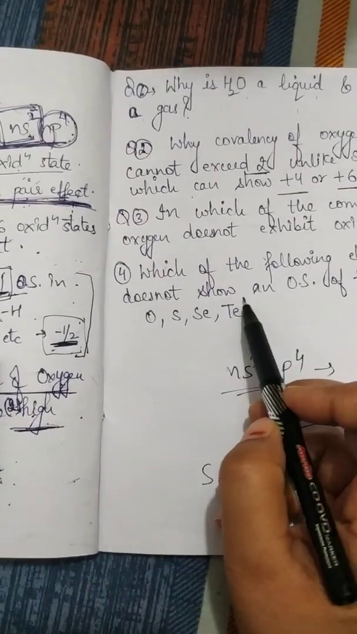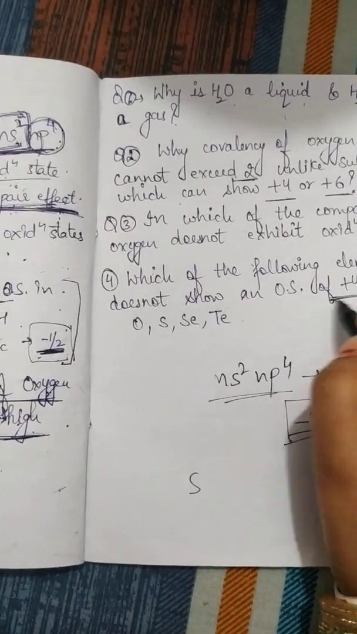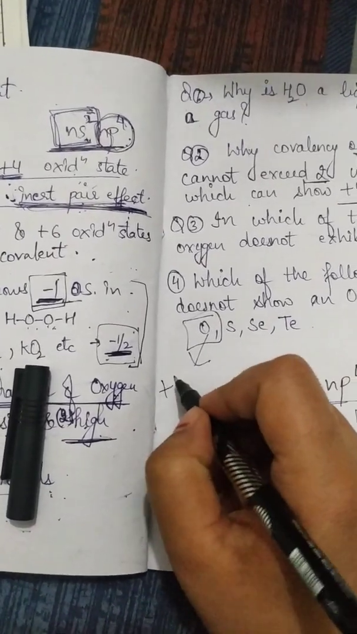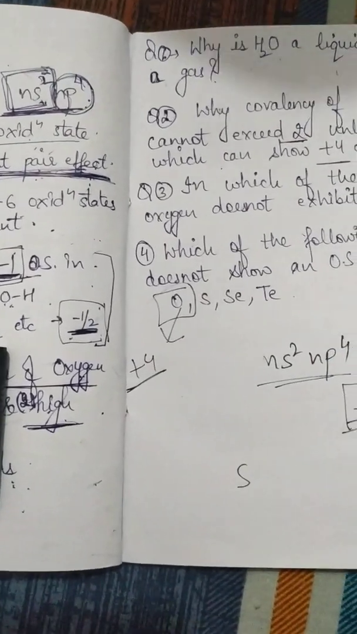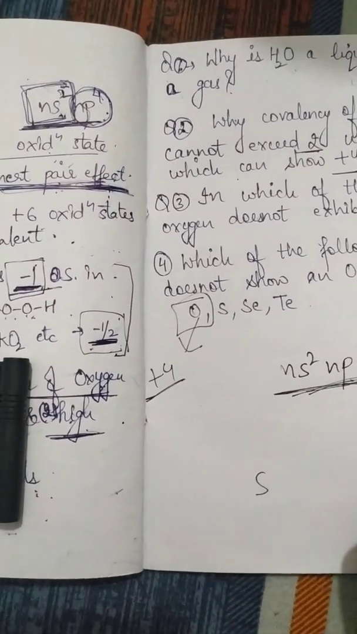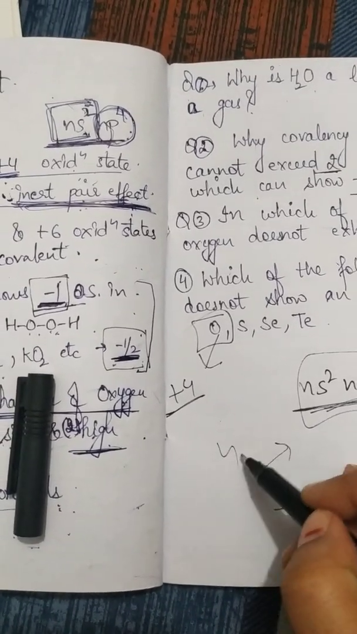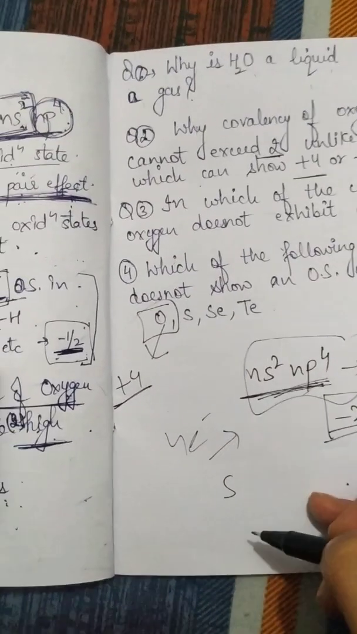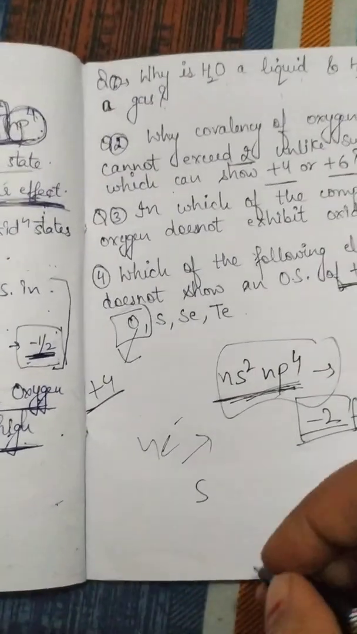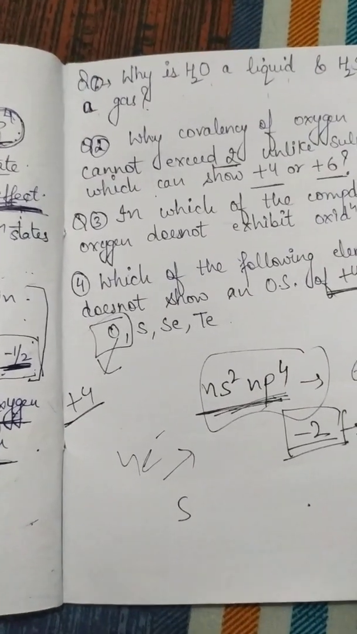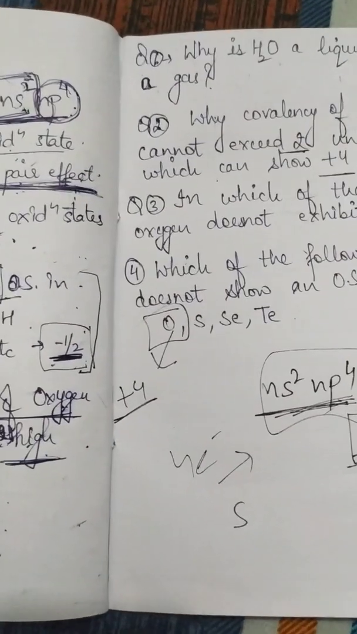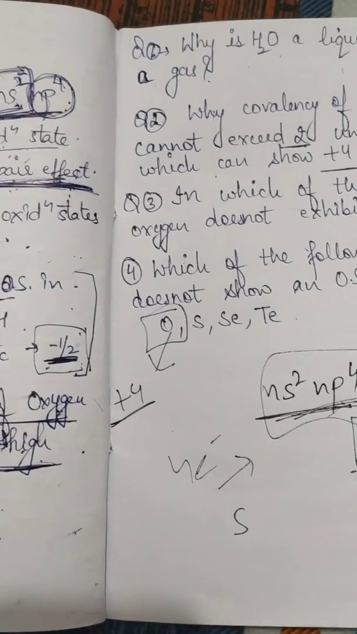Another question which can come is: which of the following elements does not show an oxidation state of +4? The answer is oxygen. Oxygen does not show an oxidation state of +4. The reason is, if oxygen were to show a +4 oxidation state, it would have to lose electrons instead of gaining electrons. So it would share 4 electrons with the neighboring element after losing 2 electrons. It is difficult to lose electrons instead of accepting electrons. As oxygen is more electronegative, it does not commonly show a +4 oxidation state in its compounds.